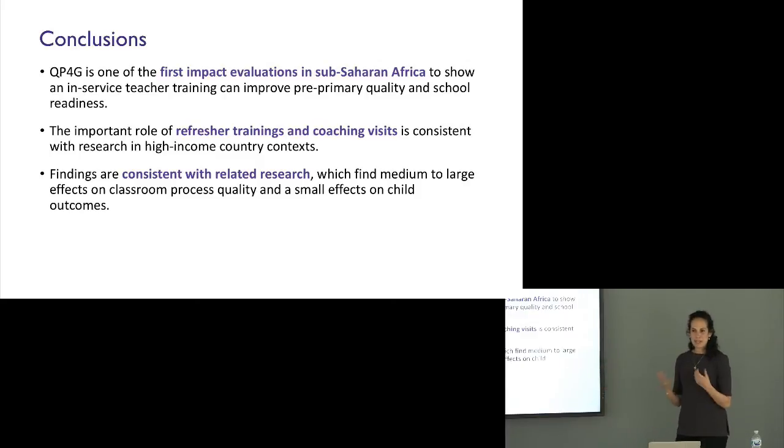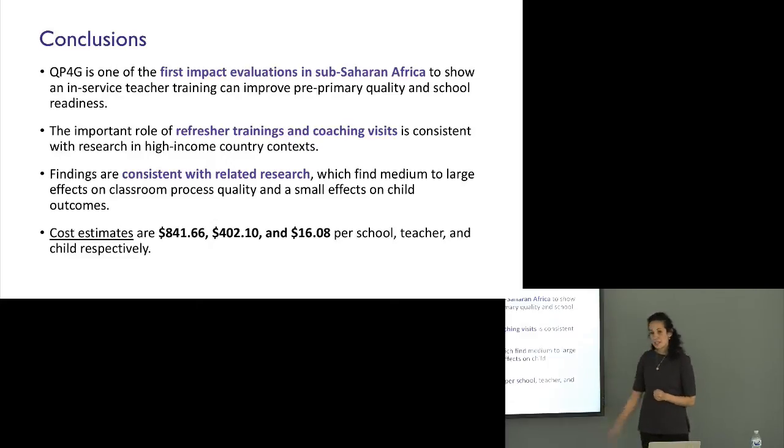So, we might need to think a little bit harder about what else would need to change so we could see larger gains for children. We also did a cost analysis, which is obviously critical. We think about scale up or replicability of the results.